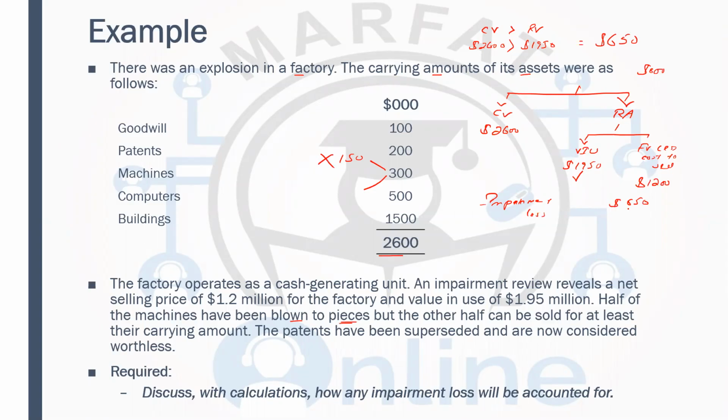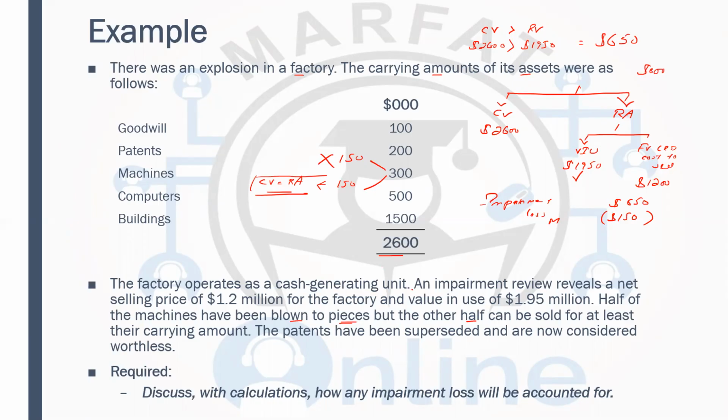First of all, we have to charge the impairment to specific asset, which is machinery, 150, blown to pieces, nothing left. But the other half can be sold for at least their carrying amount. The other half is 150. It can be sold for at least their carrying amount. That means here, the carrying value is equal to the recoverable amount. So this 150 should not be allocated any impairment.